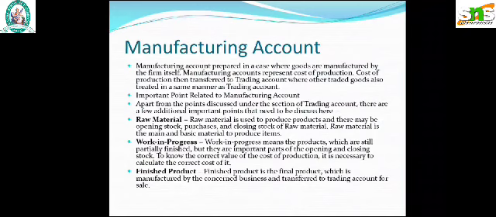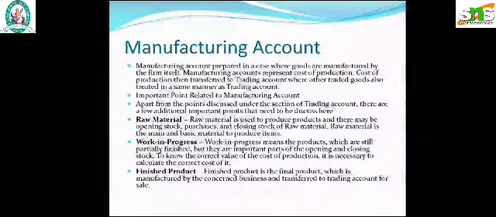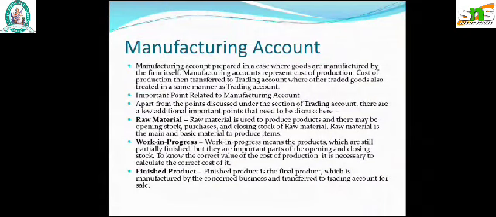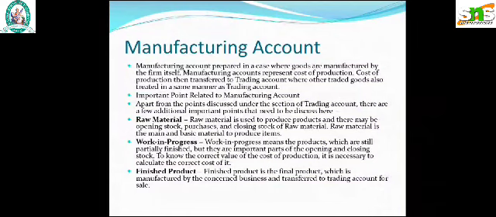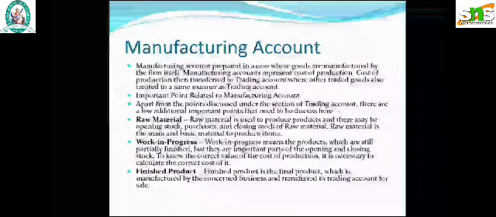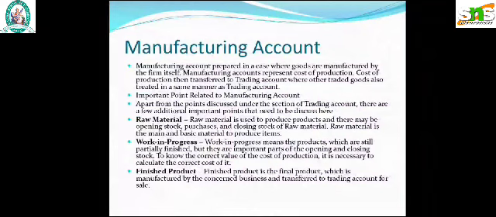Next one is manufacturing account. Manufacturing account is prepared in the case where goods are manufactured by the firm itself. Manufacturing account represents production cost, which is then transferred to trading account, where the traded goods are also traded in the same manner as the trading account. First point is raw material. Raw material is used to produce product and there may be opening stock, purchases and closing stock of raw material. Raw material is the main and basic material of produced items.